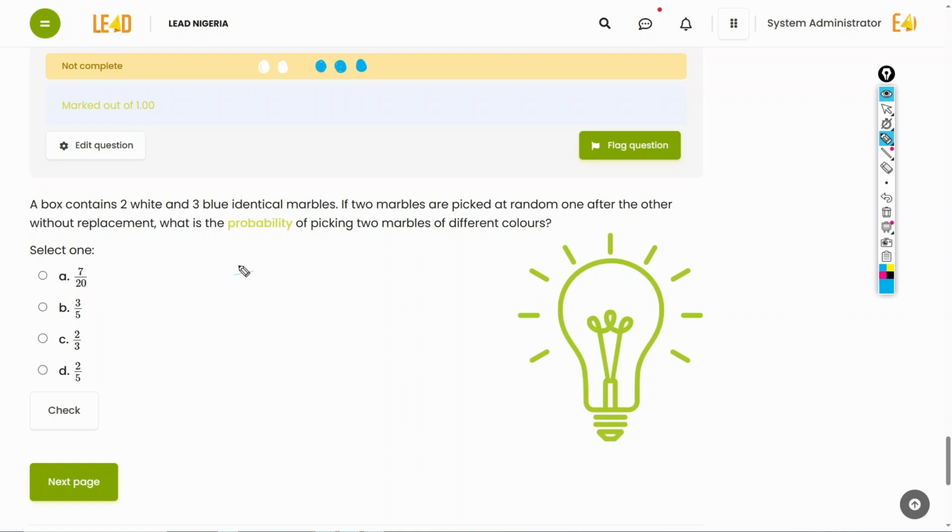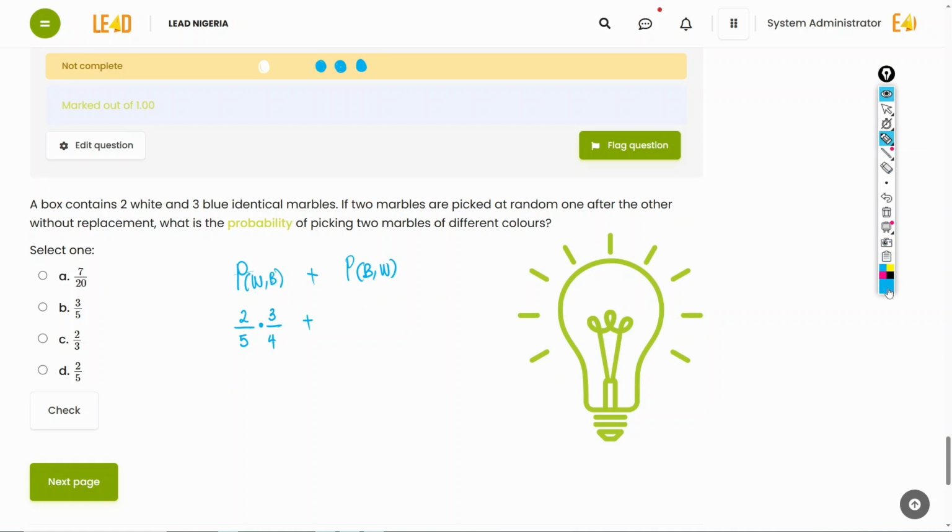So there are 2 ways this can happen. You could pick a white and then you pick a blue, or you could pick a blue and then you pick a white. Now remember, it's without replacement. That means the setup of the balls will be changing, so you need to be very careful. So just track with me. Probability of picking a white the first time will be 2 out of 5. But then for the second draw, if you're going to pick a blue, what you have would now be 3 out of 4, plus probability of picking a blue.